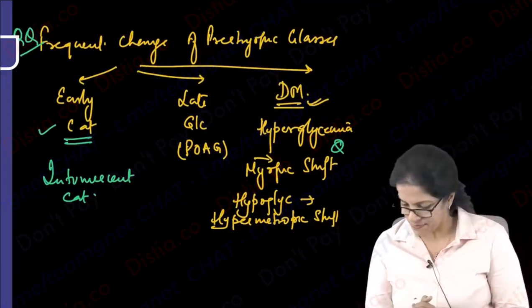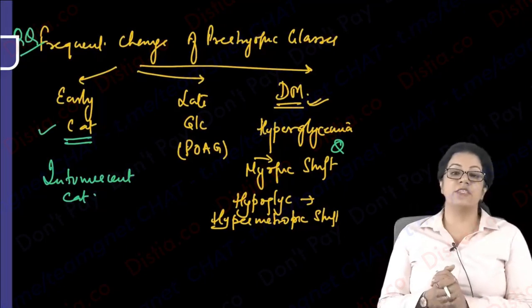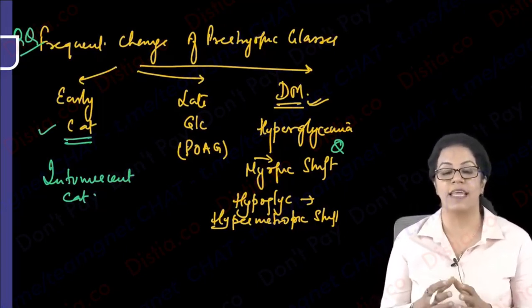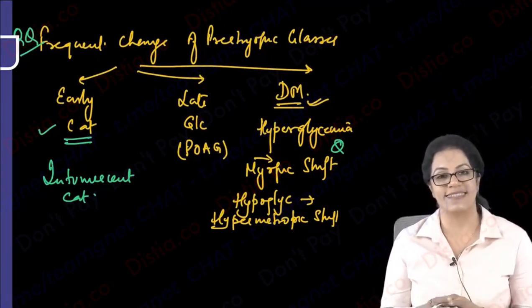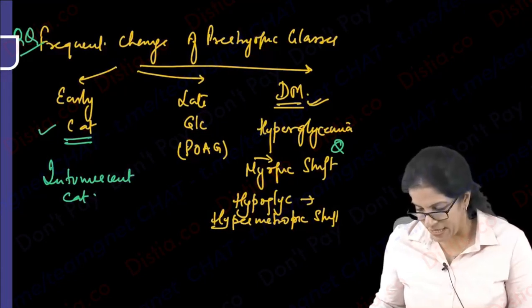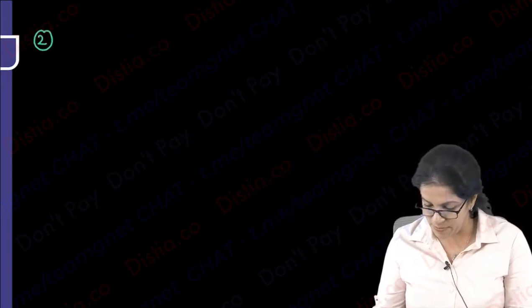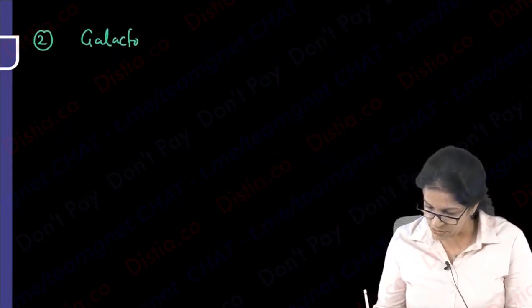Okay? Right. And late stage of primary open angle glaucoma, it's a factual thing. You have to just know it. It can present with frequent change of glasses. Right? Okay. That was your diabetic cataract, which is the second metabolic we will learn is galactosemia. We talk about galactosemia.